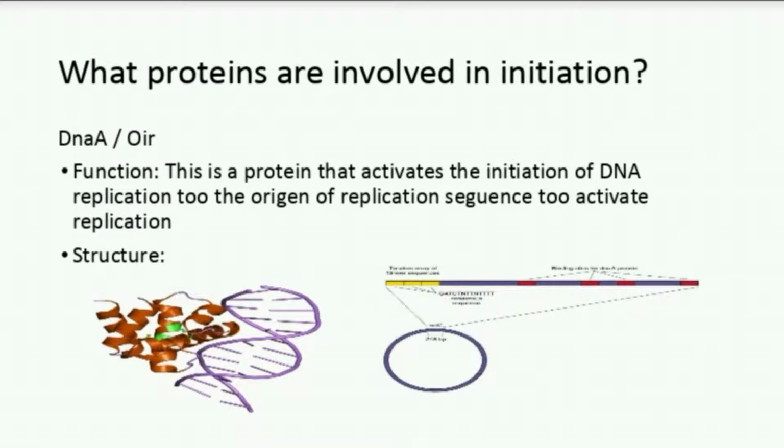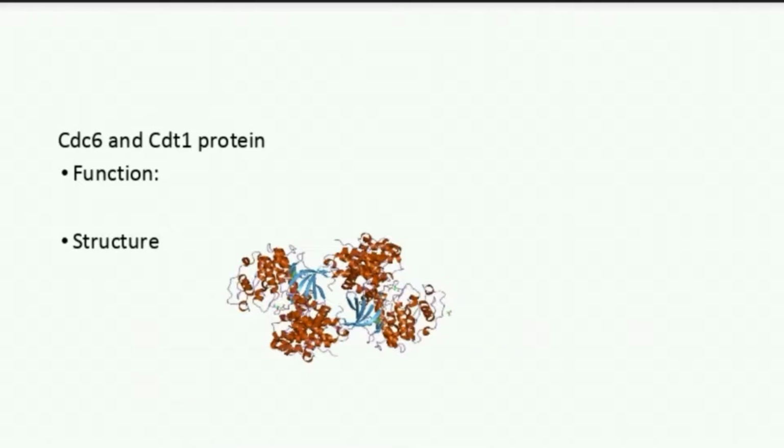What proteins are involved during initiation? There are a number of different proteins involved. These include DnaA and the origin of replication. These function as a protein that activates the initiation of DNA replication at the origin of replication sequence. So the DnaA attaches onto the DNA double strand to initiate replication at the origin of replication.